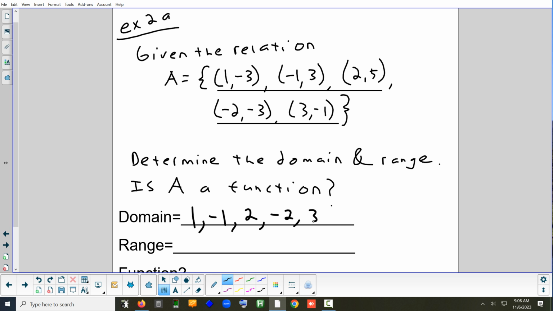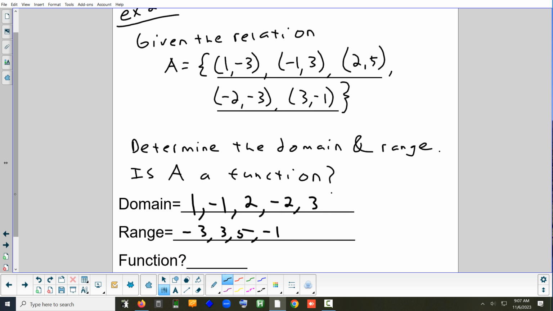Can somebody else tell me the range? And remember, if a number repeats, you do not have to write it twice. Writing it once is enough. Yep. -3, 3, 5, -3, and -1. All right, so what do you think I should write for my final answer for the range? Was there a repeat there? Okay, so you tell me what numbers to write. Okay, so -3, 3, 5, -1. Perfect. So the range is just a list of all the numbers that you see in the second coordinate. If one of them repeats, you don't have to write it twice. Any question on that one?